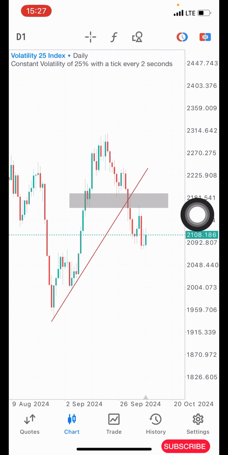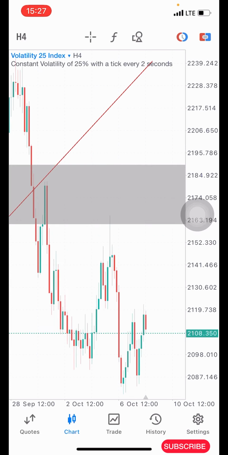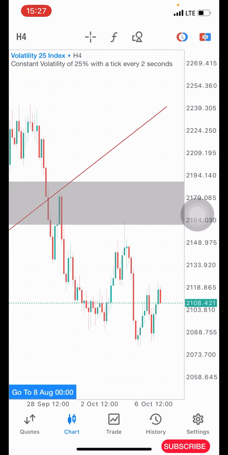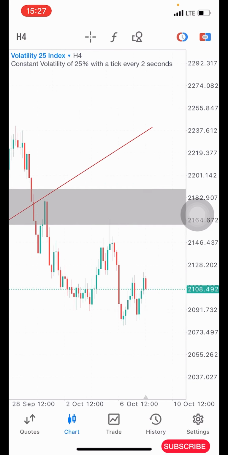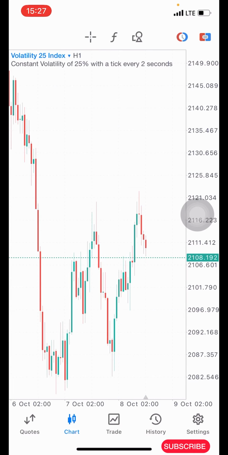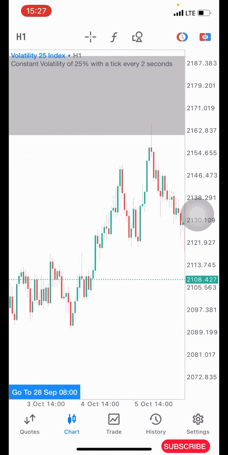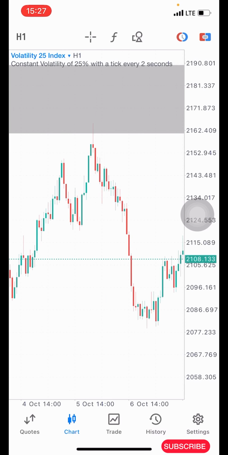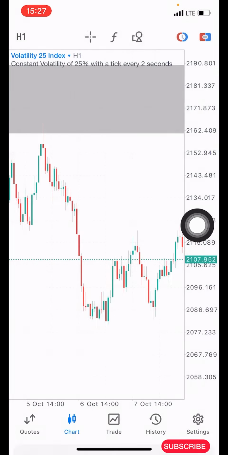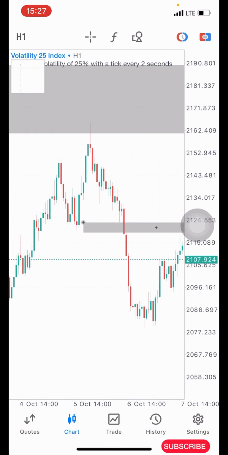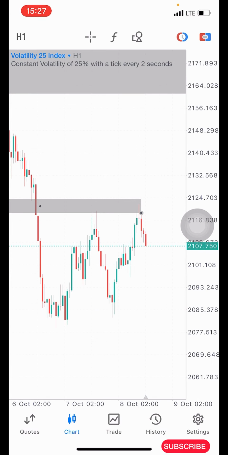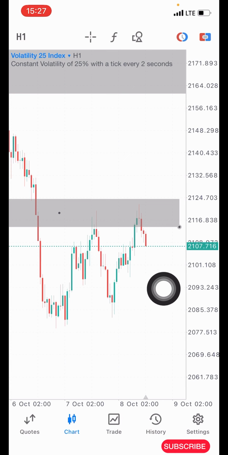So now we step down to the 4 hours to see what's going on there. All right, so here on the 4 hours time frame, let me just step down to the 1 hour so that we'll see what's going on. Okay, so here you can see around this area that there is a support and resistance zone. All right, let me mark it out. So here you can see there is a support and resistance zone, all right, and that is why you can see the price is currently going down, okay?